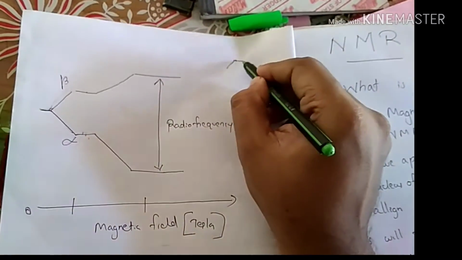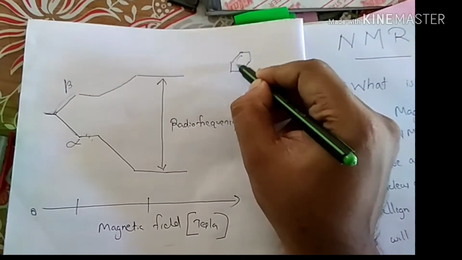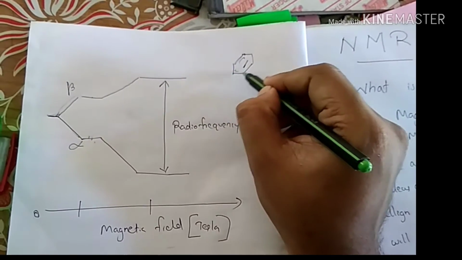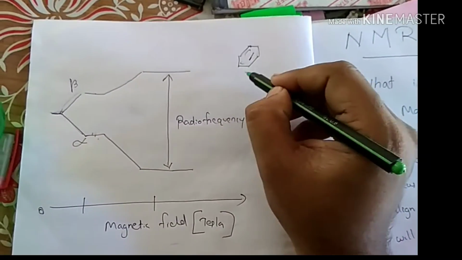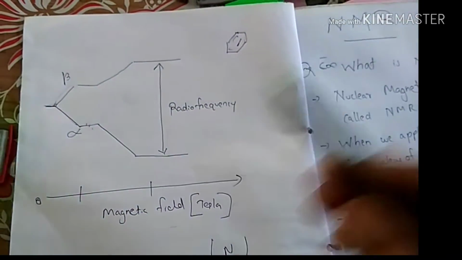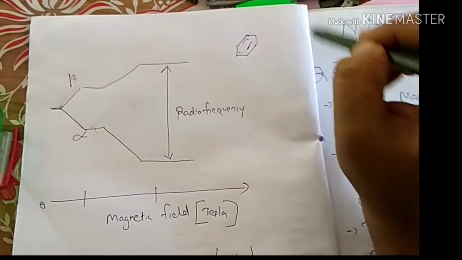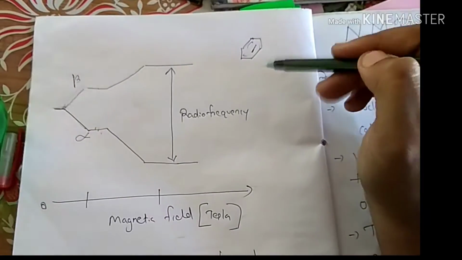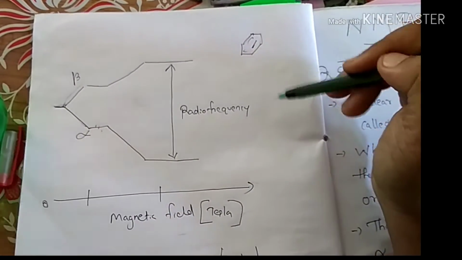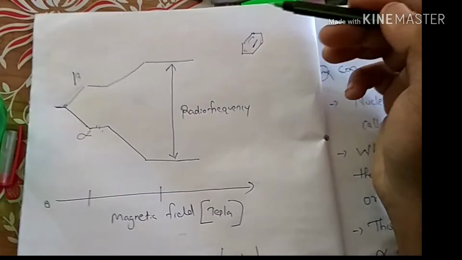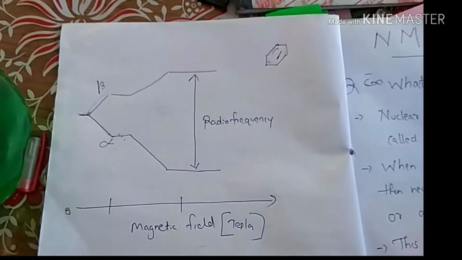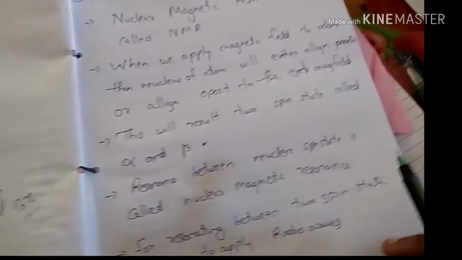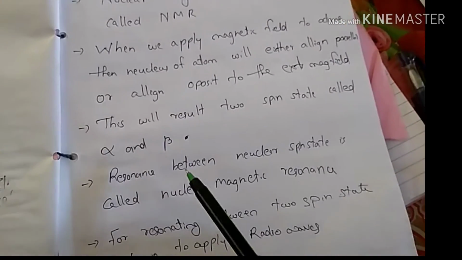What does resonance mean? We have studied benzene. Benzene has a resonance structure. What does resonance structure mean? Electrons are rotating around the ring, meaning it is not constant. It is rotating around it. So resonance means something which is not constant, which is vibrating or moving from one point to another, and again from that point back to the original point. That is called resonance.